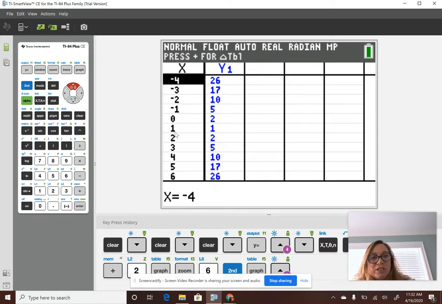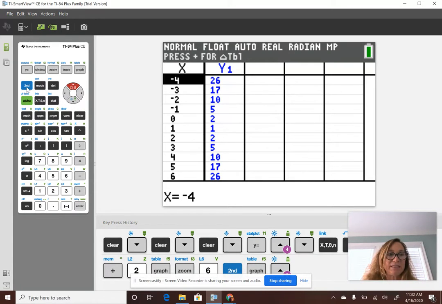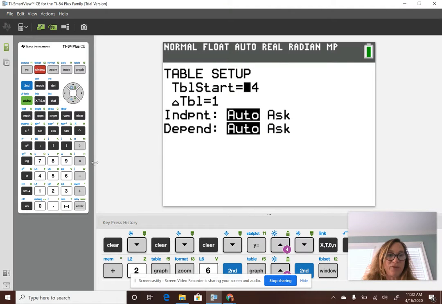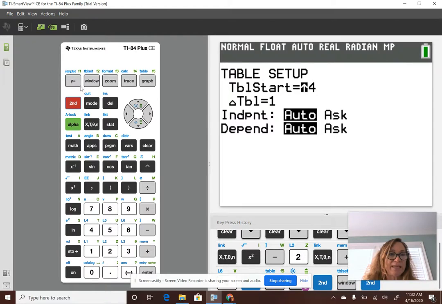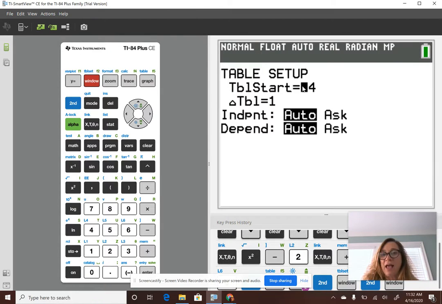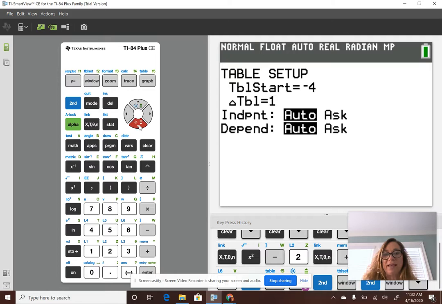Now you can do that whenever your vertex has an x coordinate that is an integer, because the table's preset for integers. If you have to change that, you would just go to second table set. Let me make the calculator part a little bit bigger for you. That allows you to change your start and your delta table. So I would still start at an integer, but let's say that my vertex was 2.25.